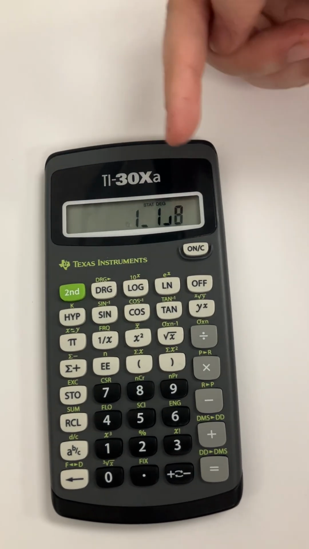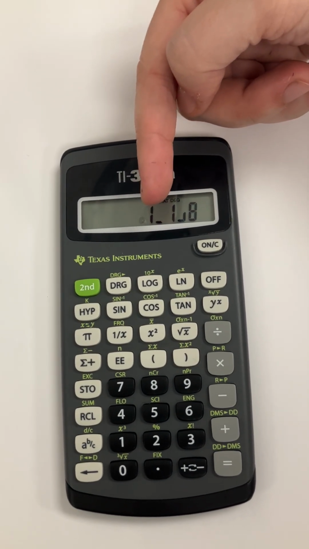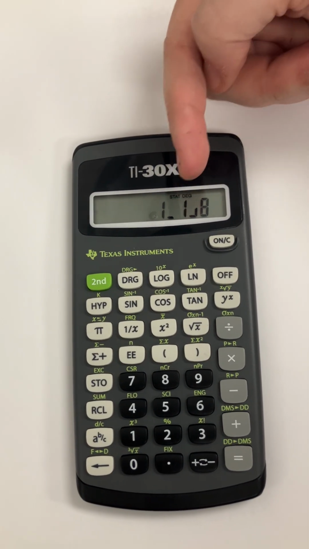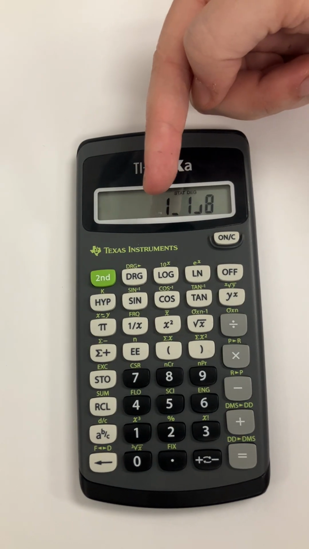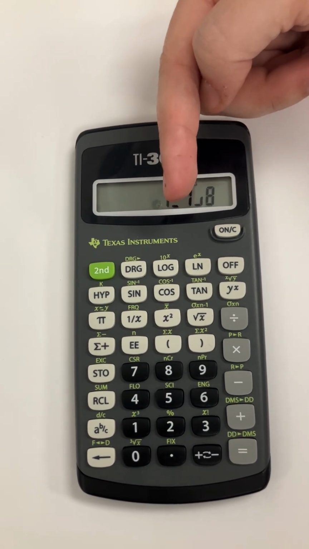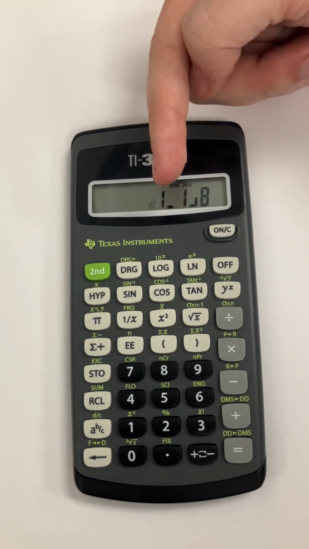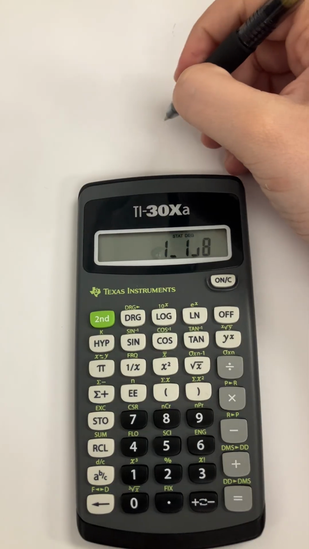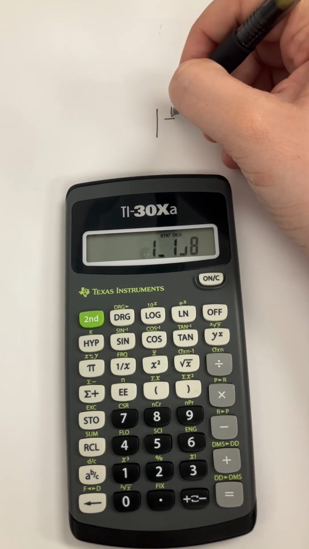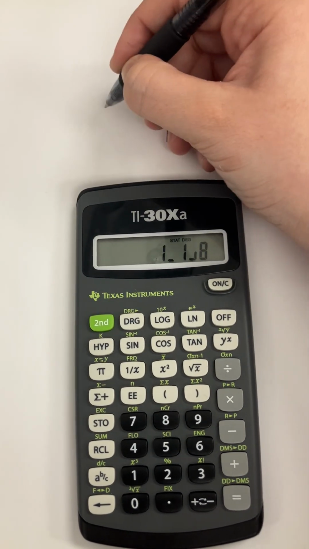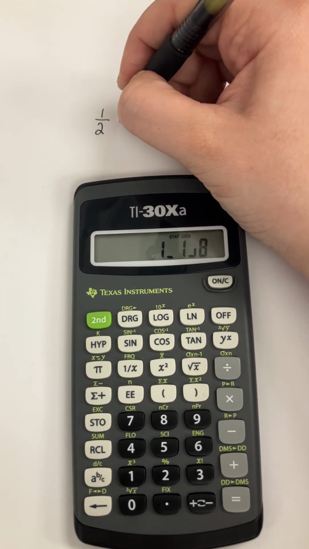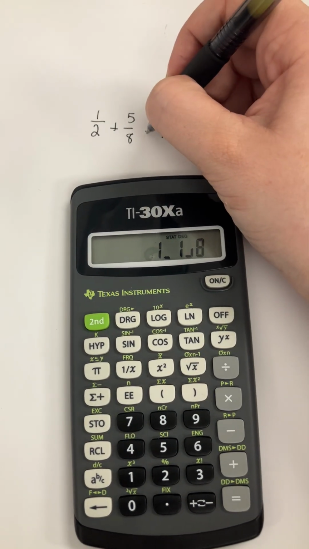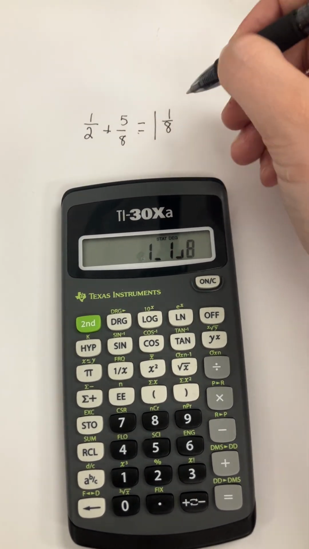Now, take a look at this number. Here we have a 1 as our whole, and then a dash telling us that we are going over to our fraction that sits next to the whole. This is a mixed number, 1 and 1/8. So 1 is my whole number, 1/8 is my fraction. So if I were to write this number out, it would look like this, 1 and 1/8. Okay, so this was 1/2 plus 5/8 here. Okay, so 1/2 plus 5/8 is equal to 1 and 1/8.